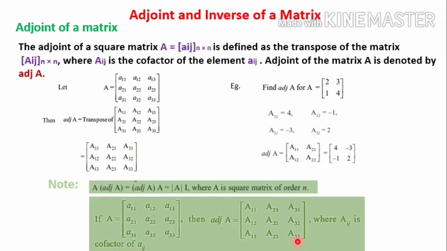This is the transpose of the cofactor matrix because all the elements are mentioned here in capital letter A, where Aij is the cofactor of small aij. So we must use this formula directly for calculating the adjoint of the given matrix.